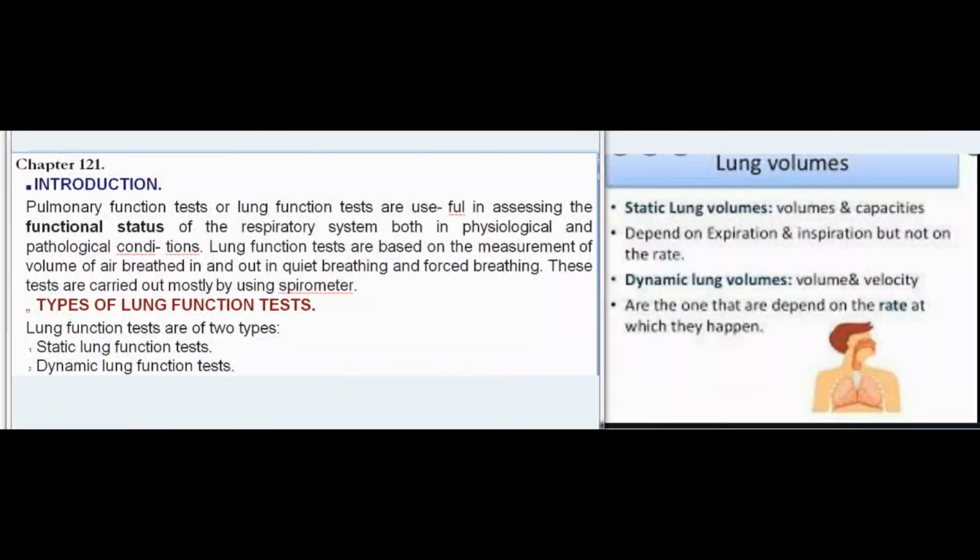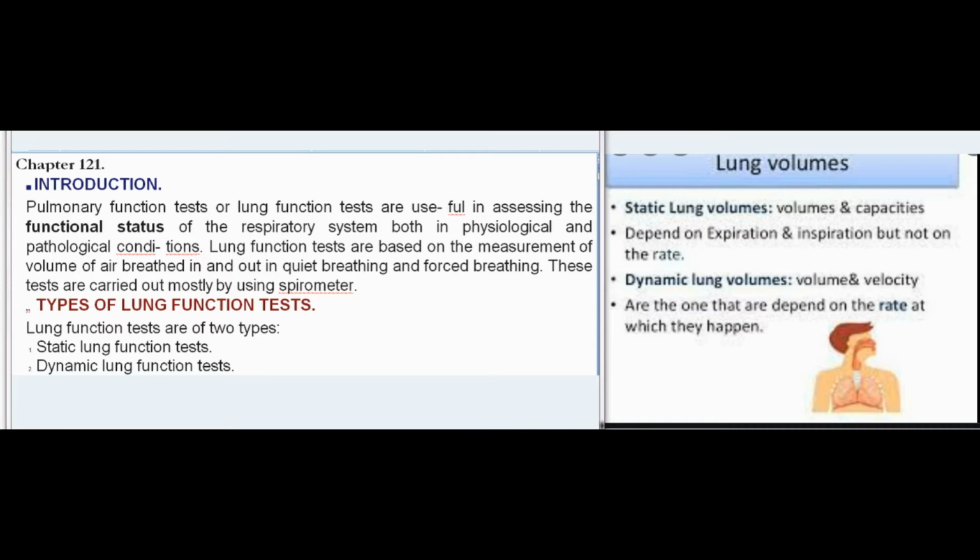Pulmonary function tests. Chapter 121. Introduction. Pulmonary function tests or lung function tests are useful in assessing the functional status of the respiratory system both in physiological and pathological conditions. Lung function tests are based on the measurement of volume of air breathed in and out in quiet breathing and forced breathing. These tests are carried out mostly by using spirometer.